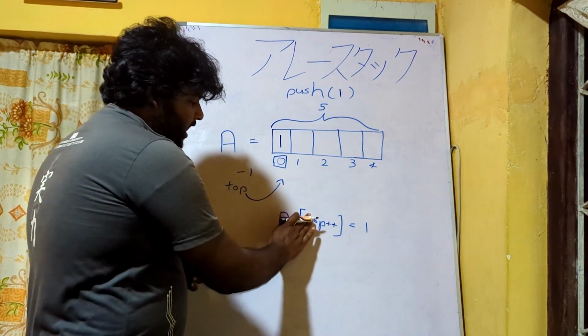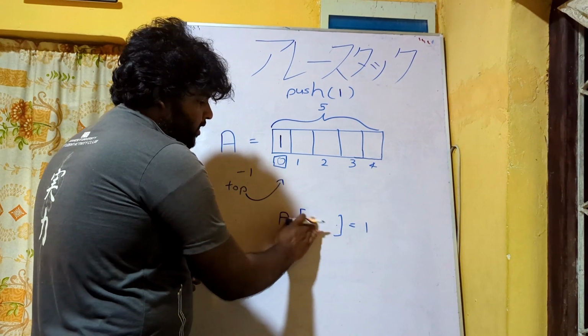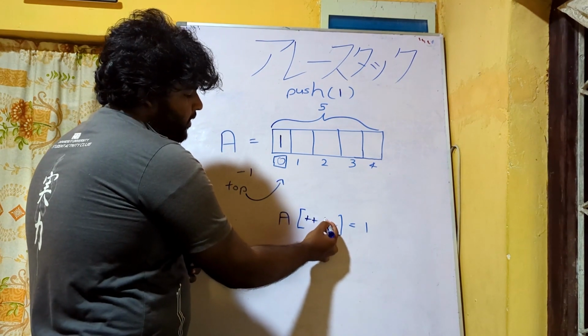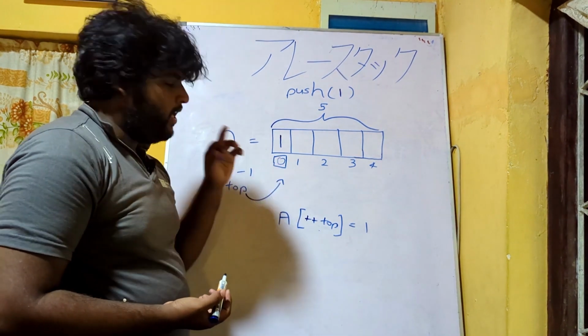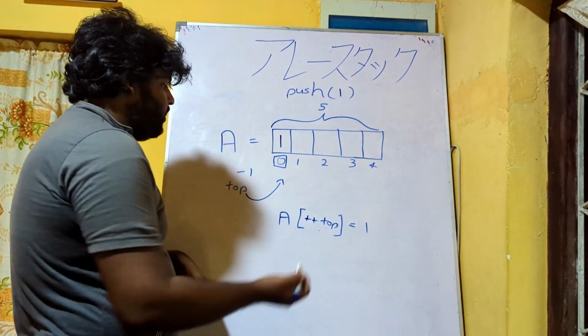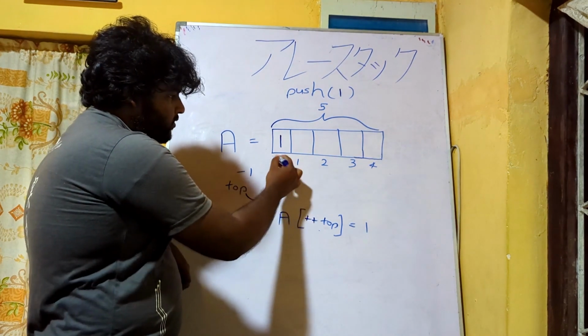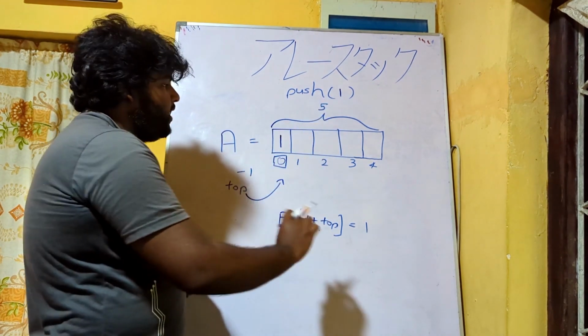So what we actually need to do is first increment the top, or first tell our bunny to hop once and then enter our element. In this way, my top will go to the 0th index and the element will be added.